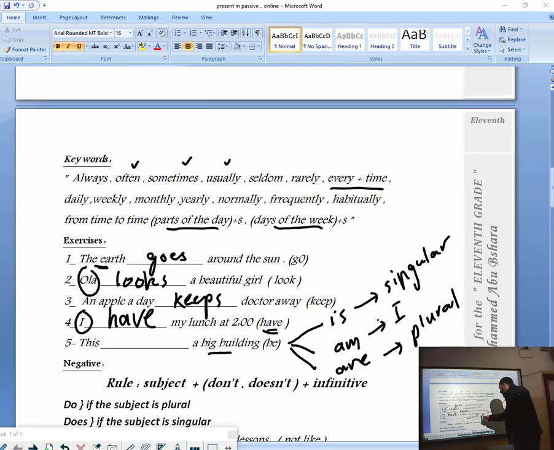Again, if I have be between the brackets and I want to use the present simple of be, the present simple of be is, am or are. Is for the singular, am with I and are for the plural. This is singular, so I will use is. Okay. Now we want to see how to speak about the negative of this rule.